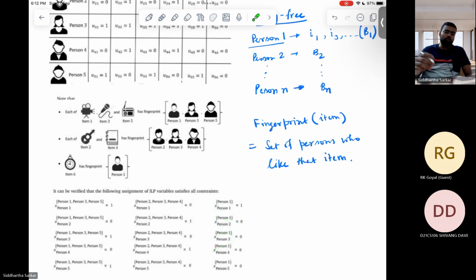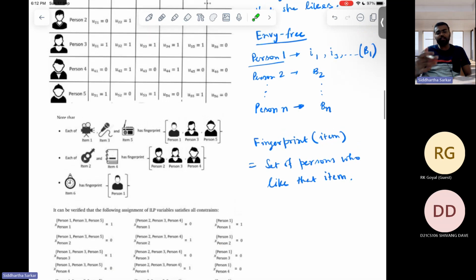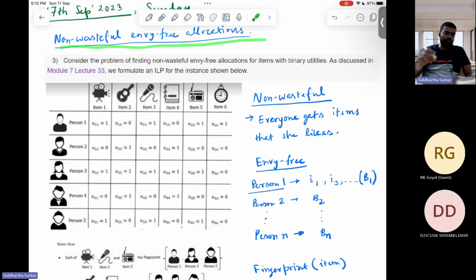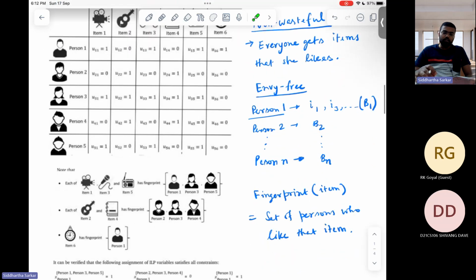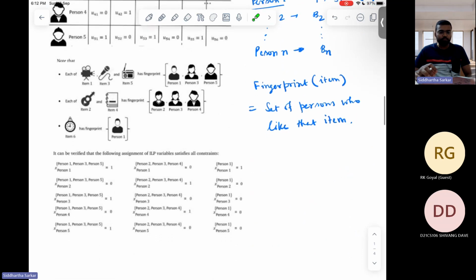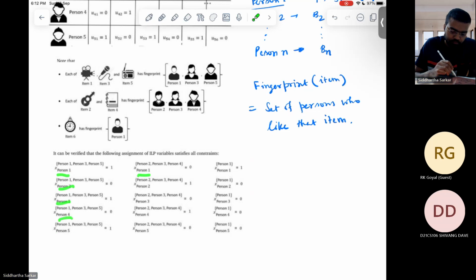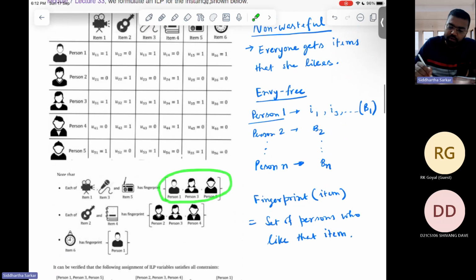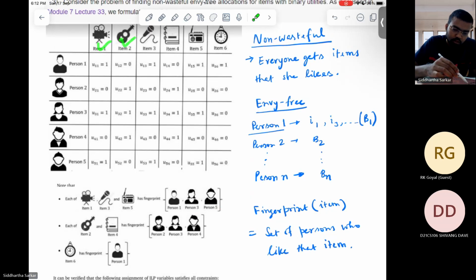And now we want to formulate an integer linear program that represents this problem of non-wasteful envy-free allocation. To do that, first we have to define some variables. They are defining variables with respect to the persons. So there are 5 persons. So there are variables with respect to 5 persons, and there are 3 distinct fingerprints. Remember that fingerprint is with respect to an item. We have seen that there are 6 items. So 3 of the items have the same fingerprint.